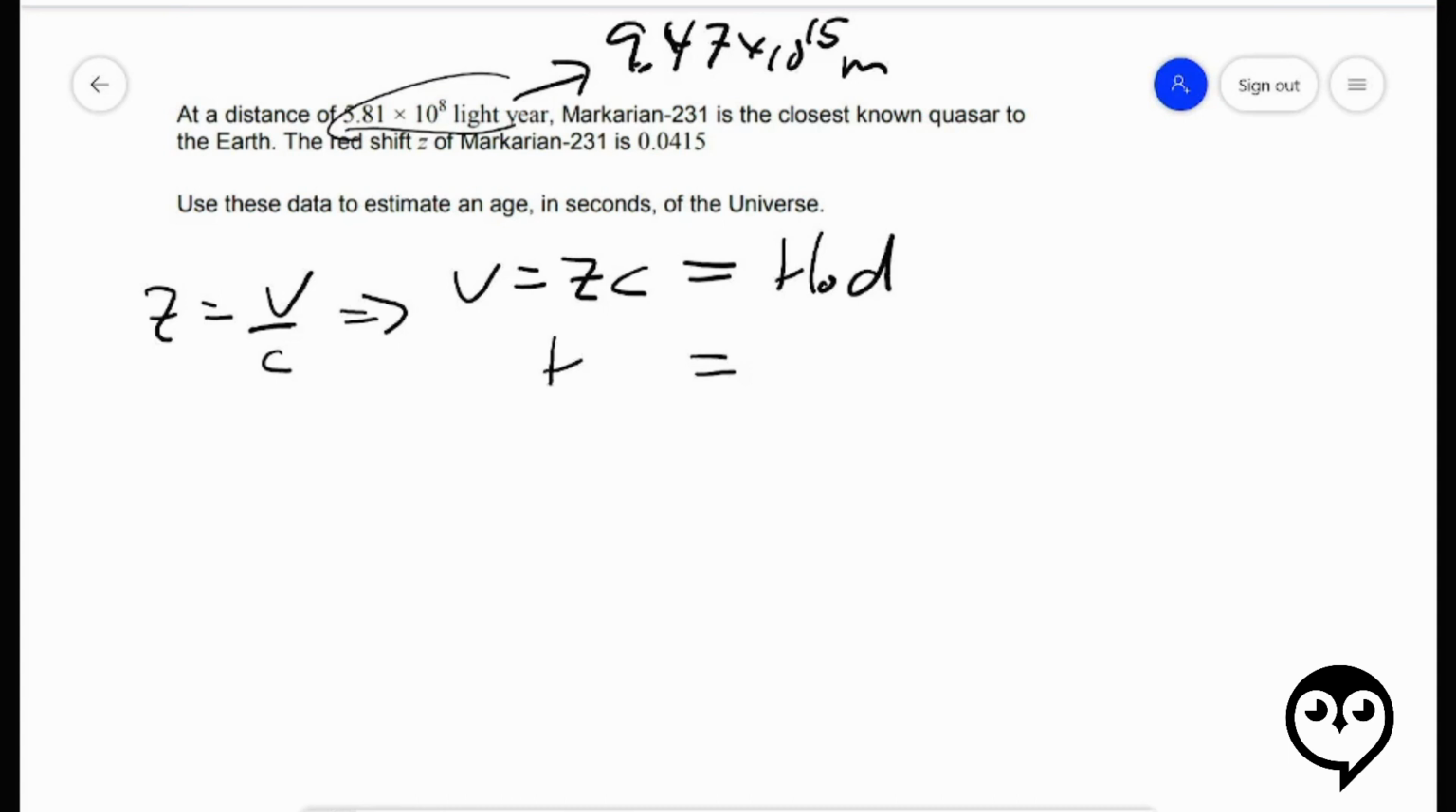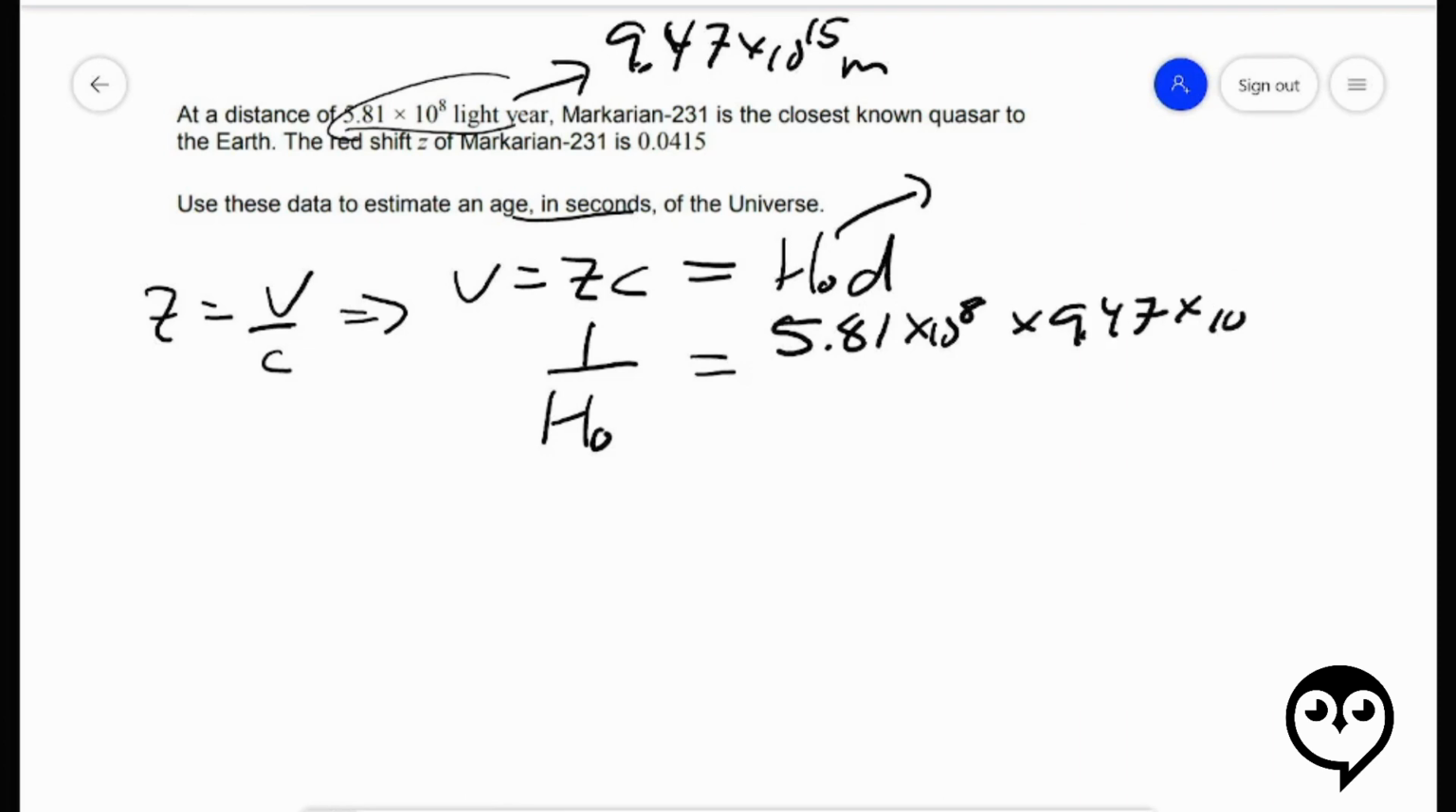Okay, so we want to get an age of the universe, so we're going to solve for... since we know the inverse of the Hubble constant is the age, should we just write out solve for 1 over H? I think that's fine. I'm going to bring my H naught down there. I'm going to have d here, and let's plug in the numbers. So 5.81 times 10 to the 8. It's that many light years times the conversion factor, and then we're going to have the zc underneath. Z is nice and simple, and then times 3 times 10 to the power of 8.